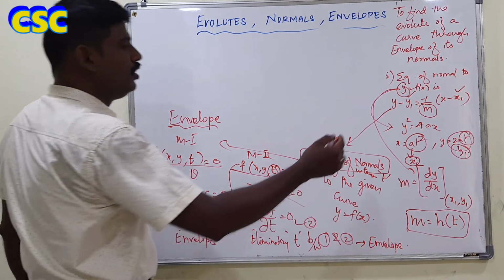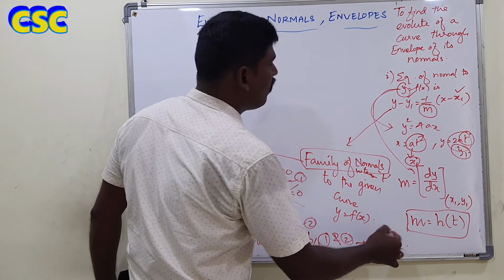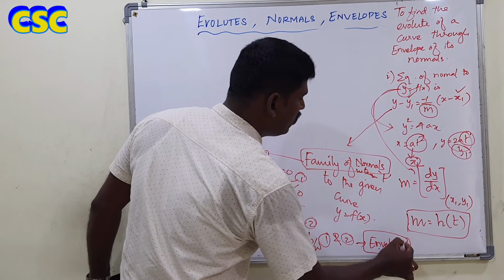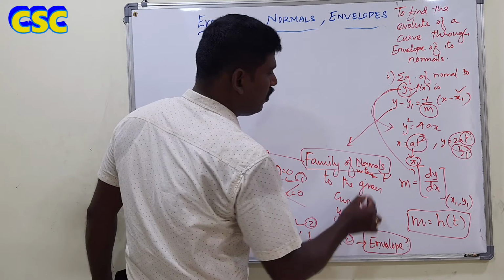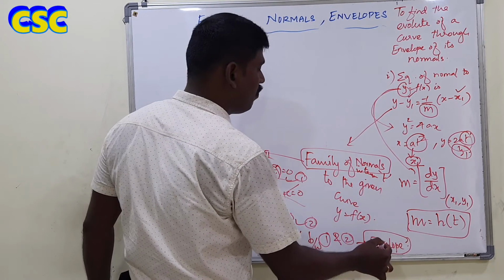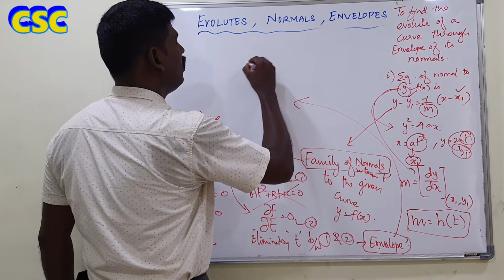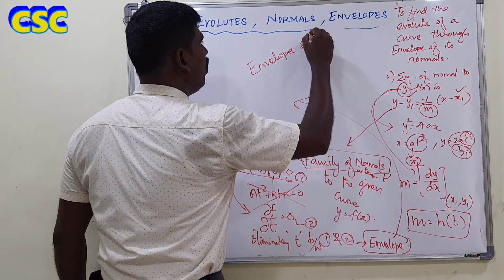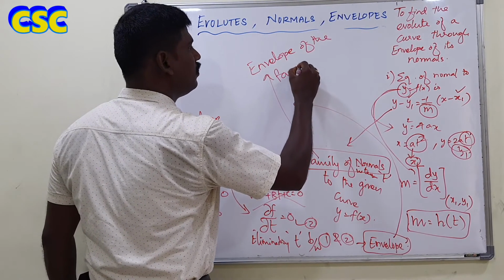So these are the methods. The envelope obtained by this is the envelope of the normals. What is this envelope? This is the envelope of the family of normals, that is, the envelope of the family of normals to the curve.